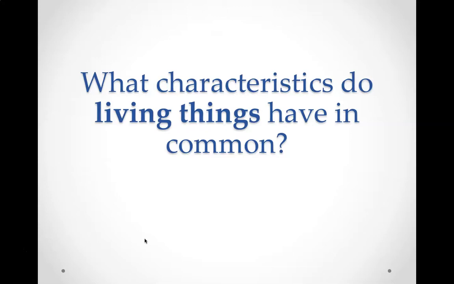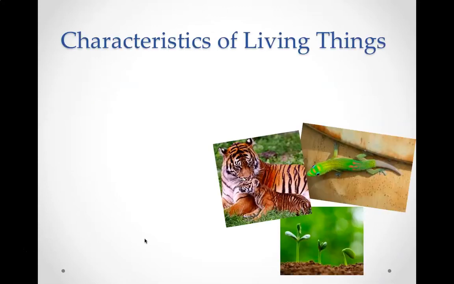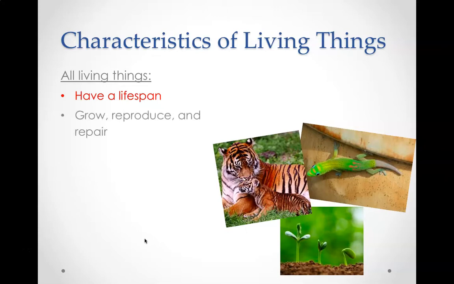Okay, let's fill out that list. So some characteristics of all living things. Living things have a lifespan. We are all born, and at some point we will all die. We all grow, reproduce, and repair. So everything grows throughout its life. It can have the option of reproducing, and repairing means that if we're injured, we're able to repair our bodies.